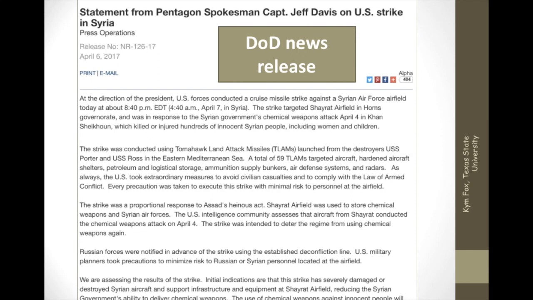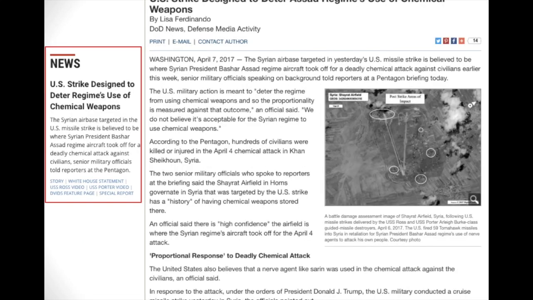So this is the news release that's produced on that, a statement from the Pentagon spokesman, Jeff Davis, on the U.S. strike in Syria. So the lead is talking about, at the direction of the president, U.S. forces conducted a cruise missile strike against a Syrian Air Force airfield, etc. So this is the press release that would be issued, that the media would get to say this thing happened. But then we also have the Department of Defense writing a story much the way the media would write a story. So it's got a byline, just like we've had, and it says DoD News, Defense Media Activity. So this is not a news organization, right? This is PR, communications.